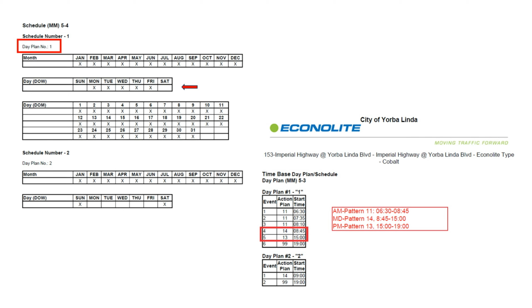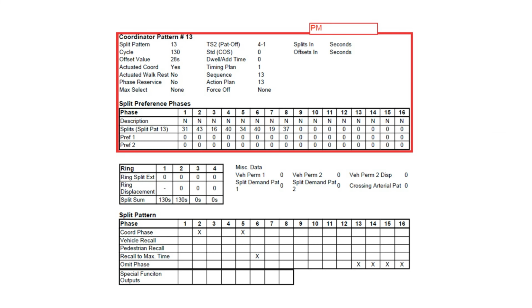From the schedule, day plan 1 runs on weekdays, and the PM plan corresponds to action or pattern 13, which runs from 3 p.m. to 7 p.m. Find the coordination pattern 13 table, where you can get the cycle length, offset, phase sequence, and splits. You can also see which are the coordinated phases.